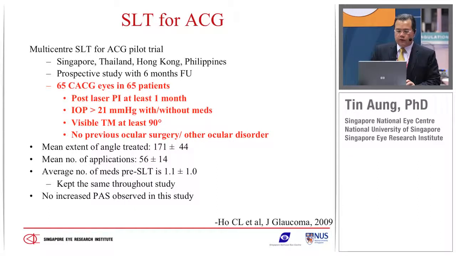Back in 2009, a multicenter study was performed for SLT for angle closure glaucoma. There were 4 countries involved in this study, and they looked at 65 patients with 65 eyes. Every patient had post-laser iridotomy for at least 1 month, and they had high pressure after the iridotomy. In every patient, the trabecular meshwork must be visible for at least 90 degrees, and they treated an extent of about a mean of 170 degrees with a mean of 56 shots. The medications were kept the same throughout the study.